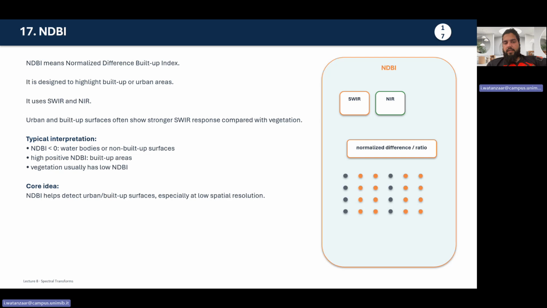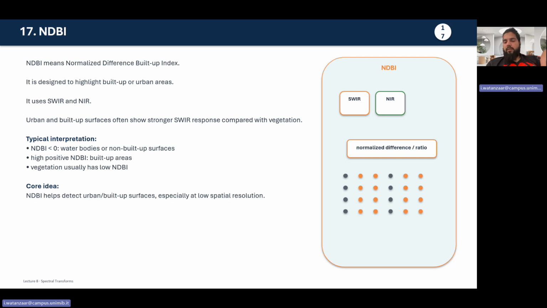The reason is exactly the same, because the urban areas do not have any greenery. So the shortwave response, compared with the vegetation, is showing stronger instead of the near infrared. The typical interpretation is that NDVI less than zero means water bodies, because the blue and red bands are absorbed very well and even the green band is not passing properly. So that's why it looks more dark: the water bodies or non-built-up surfaces.